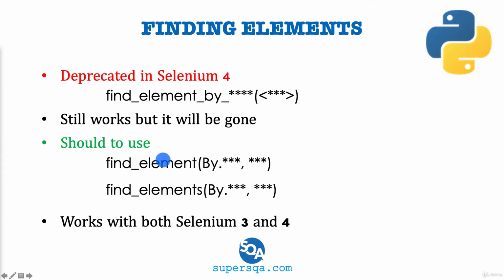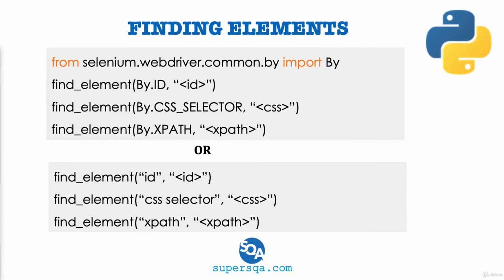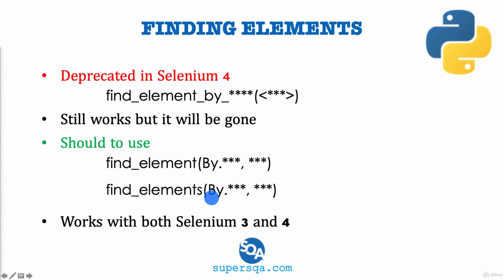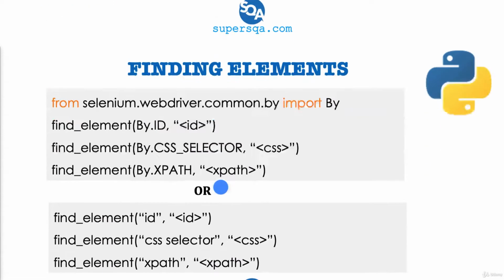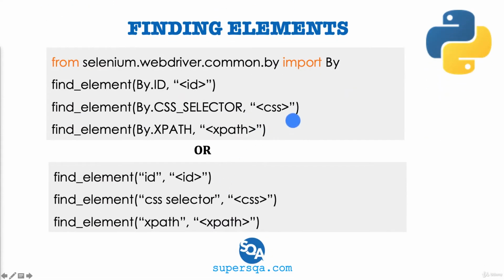So this one works both in Selenium 4 and Selenium 3, right? It's always been there, so it's always good to use this because eventually the other one will go away. All right, hopefully that made sense. All right, so just an example. Here I have by, and by is actually a class. It's almost like an enum if you come from a Java world. So you import it like this.